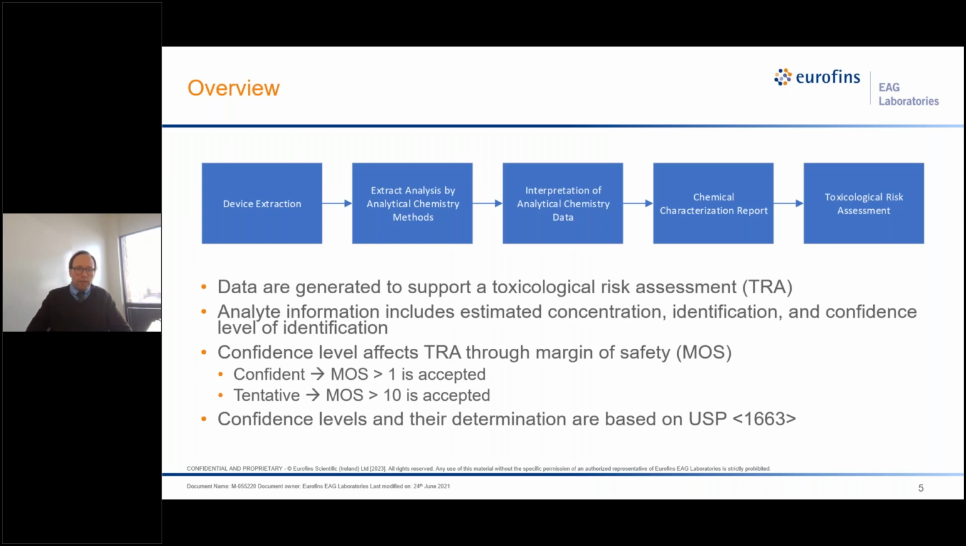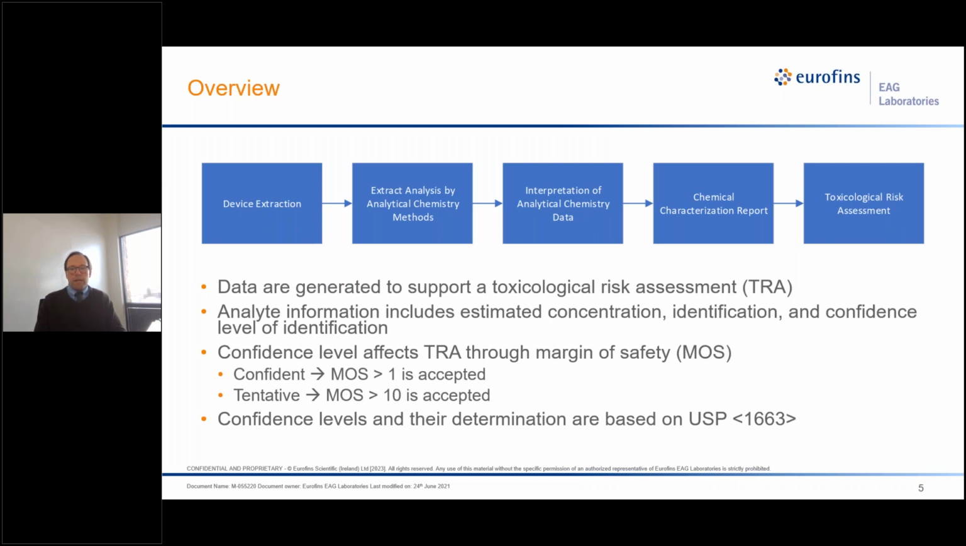So what we can see here on this slide at the top is sort of a conceptual diagram of the process for generating and interpreting chemical characterization data. So we're not starting at the very beginning, we're kind of starting just upstream of the part that my talk covers, and we're finishing out just a little bit downstream of it. So going from left to right, we have device extraction, extract analysis by analytical chemistry methods, interpretation of analytical chemistry data, and then the generation of the chemical characterization report, and then the last one that we'll kind of consider in this talk, which is the toxicological risk assessment. So what we're really going to focus on are the three in the middle.